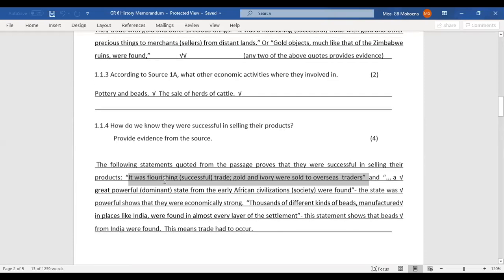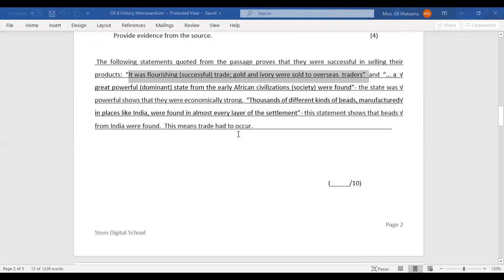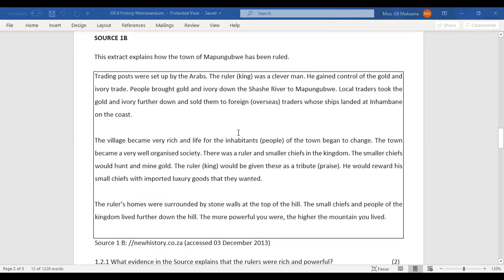Okay, I saw a hand from Adelaide. Adelaide. Okay, Adelaide is gone. All right. Let's move. Who can read source number 2? 2 people to read source 1B. Okay, I want different people now. I'm going to start with Pure.